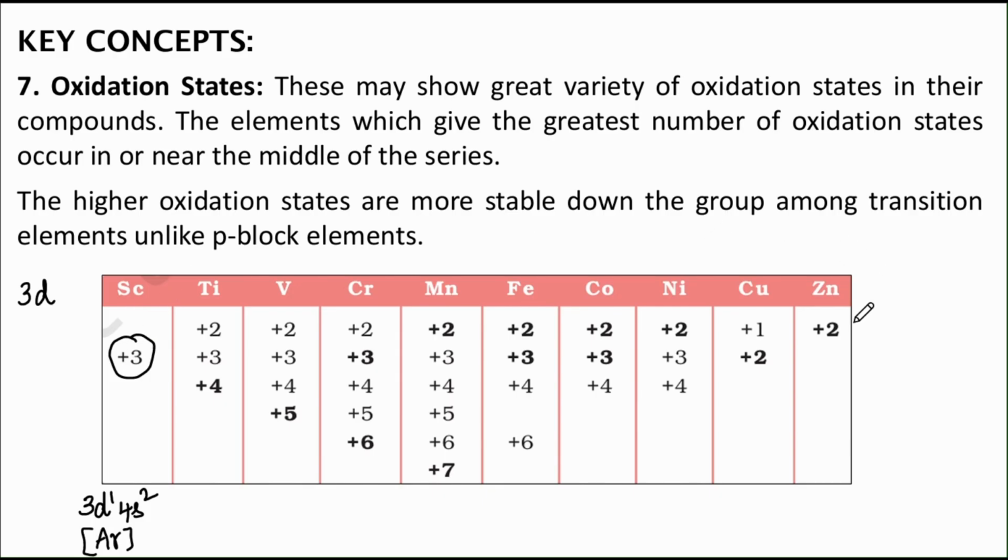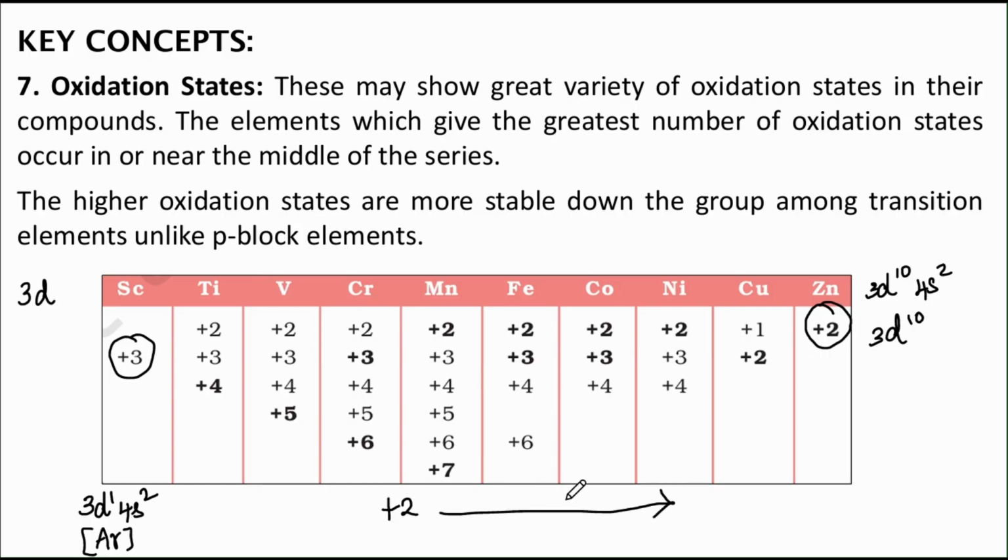Similarly, if you go to the extreme other end of the 3d series, that is zinc, zinc also exhibits only one oxidation state, that is +2. Zinc has the electronic configuration 3d10 4s2. After the loss of 2 electrons, it acquires the fully filled d orbital configuration 3d10. So these are the 2 elements which exhibit only one oxidation state, and a question can be asked: which element exhibits only the +3 oxidation state? That is scandium.